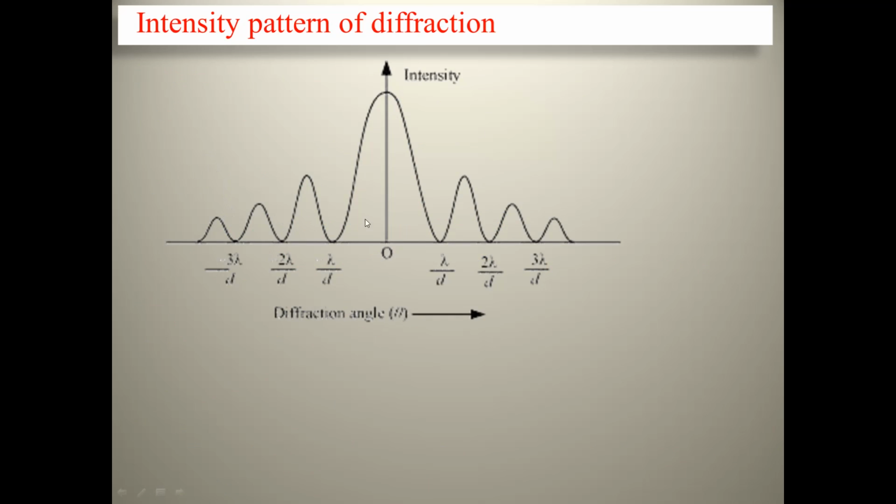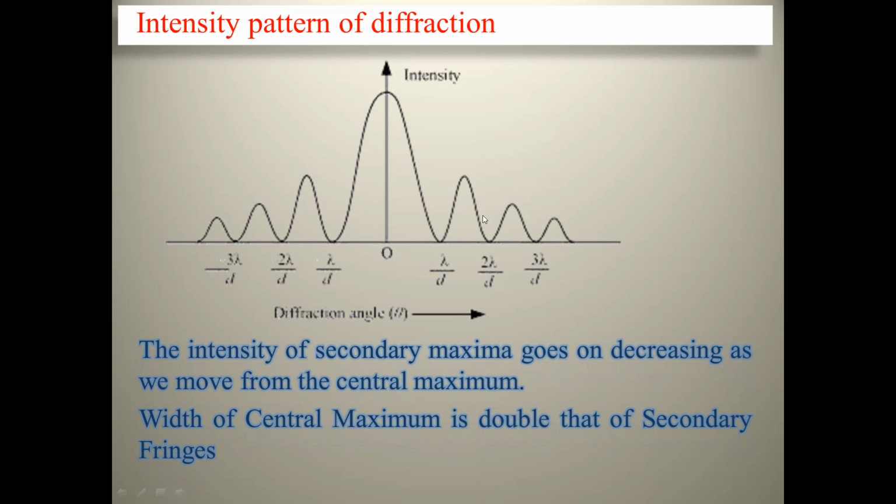This is the intensity pattern of diffraction. The first minimum is at an angular position λ/d. Second minimum at 2λ/d. The intensity goes on decreasing as we move from the central maximum. But the width of the central maximum is twice that of the secondary fringes.